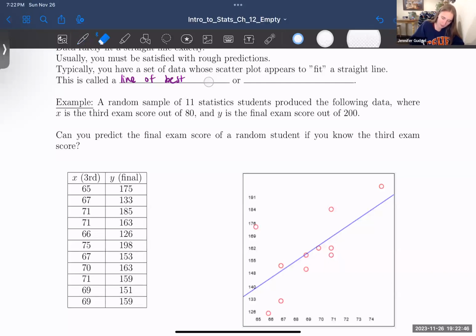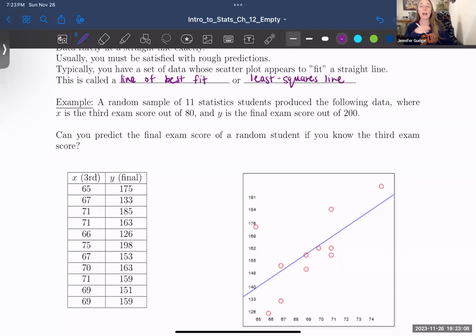Or it's also called the least squares line. That's because linear regression can also be thought of as a least squares regression. All right, and our calculator is going to decide the line that best fits the data. And we'll also have coefficients that help us determine how well it fits the data, or how not great, I should say, it fits the data.